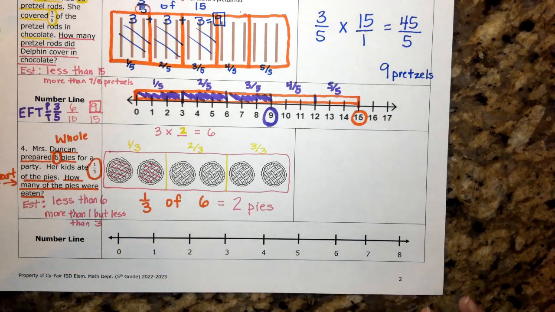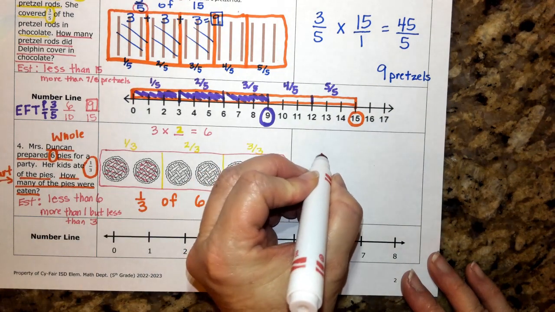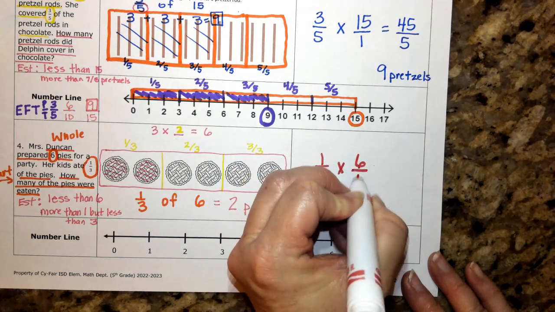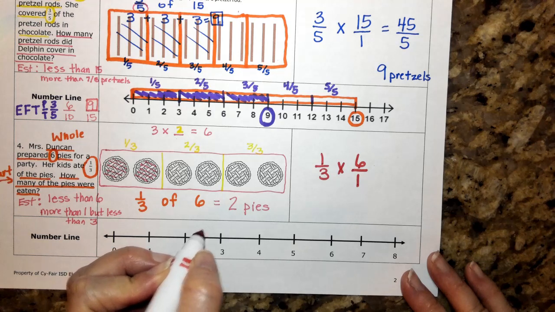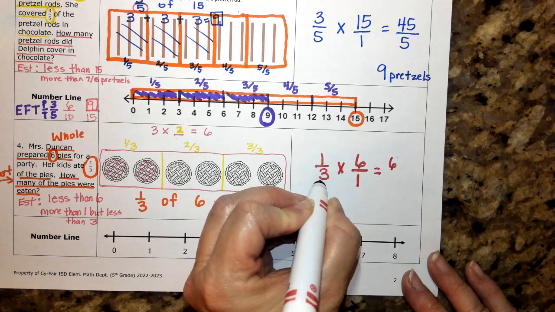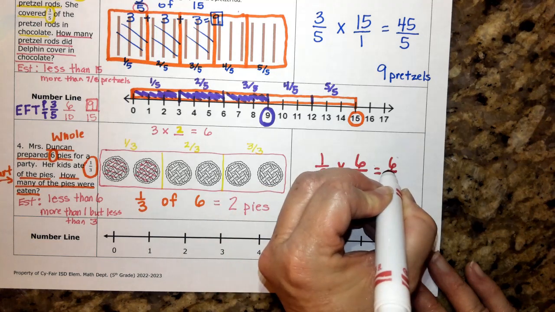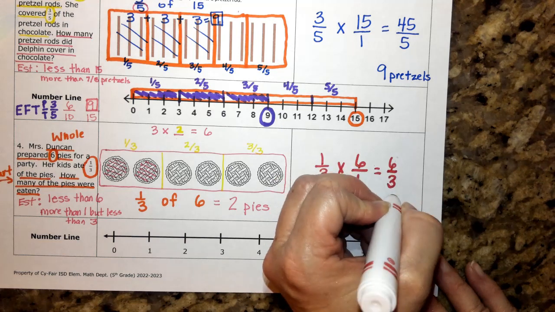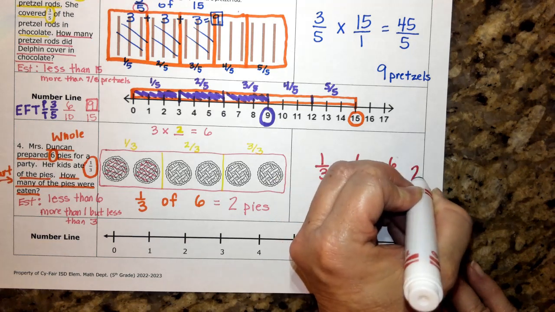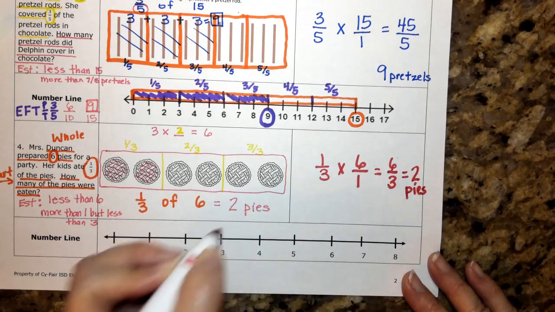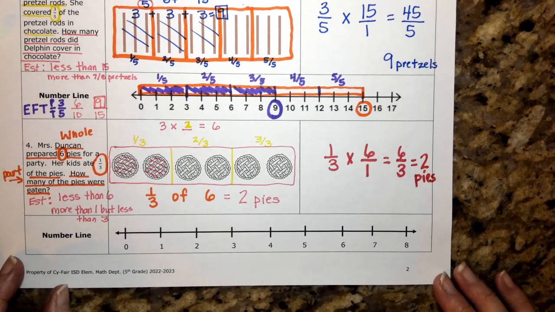All right, so hopefully you were able to write 1/3 of the group of 6 looks like this. And when we take our numerator times our numerator, we get 6. Our denominator times our denominator, we get 3. And 6 divided by the number 3 is the answer 2. So 2 pies is our answer, which is exactly what we got when we used our picture.